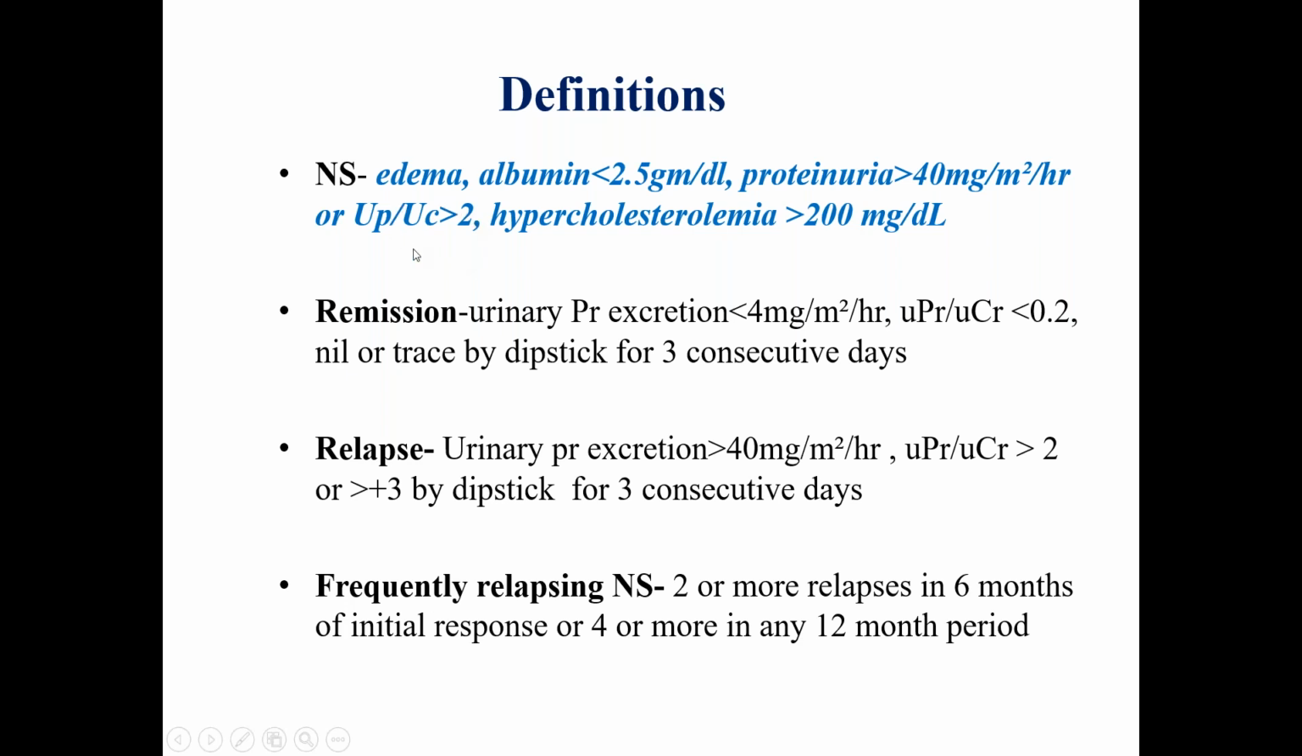Now, the normal urinary protein creatinine ratio is less than 0.2 milligram by milligram, whereas in patients of nephrotic syndrome, this increases to more than 2. Any value of urine protein between 0.2 and 2 constitutes non-nephrotic range proteinuria.